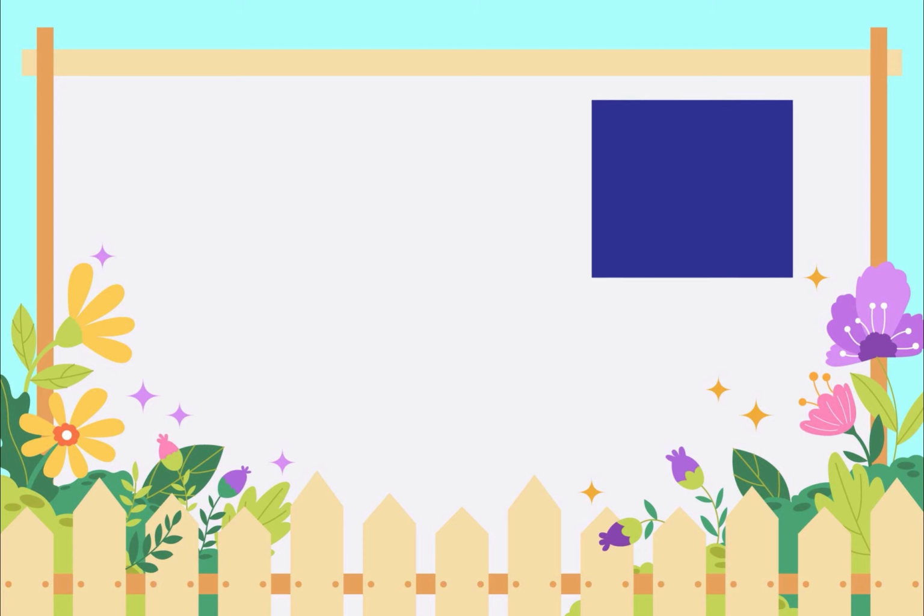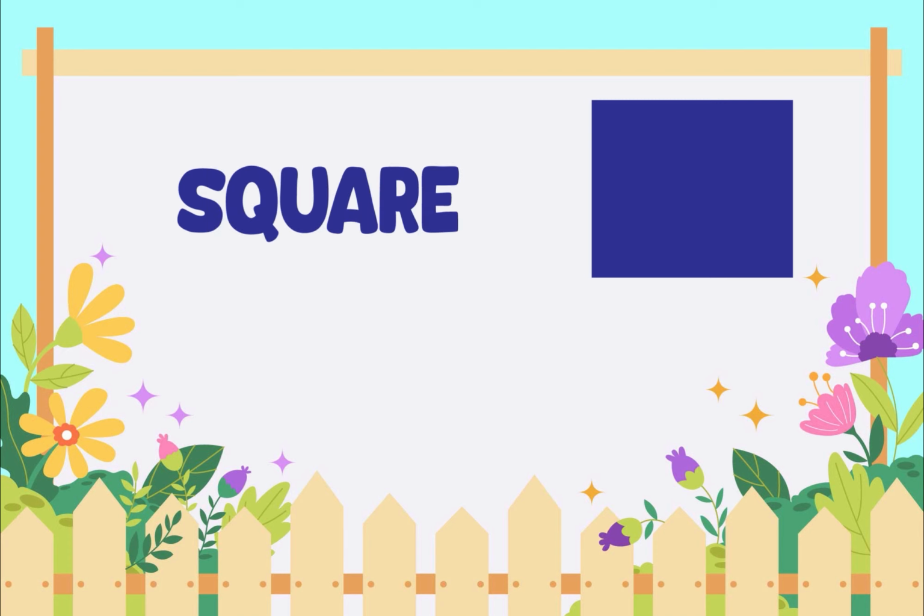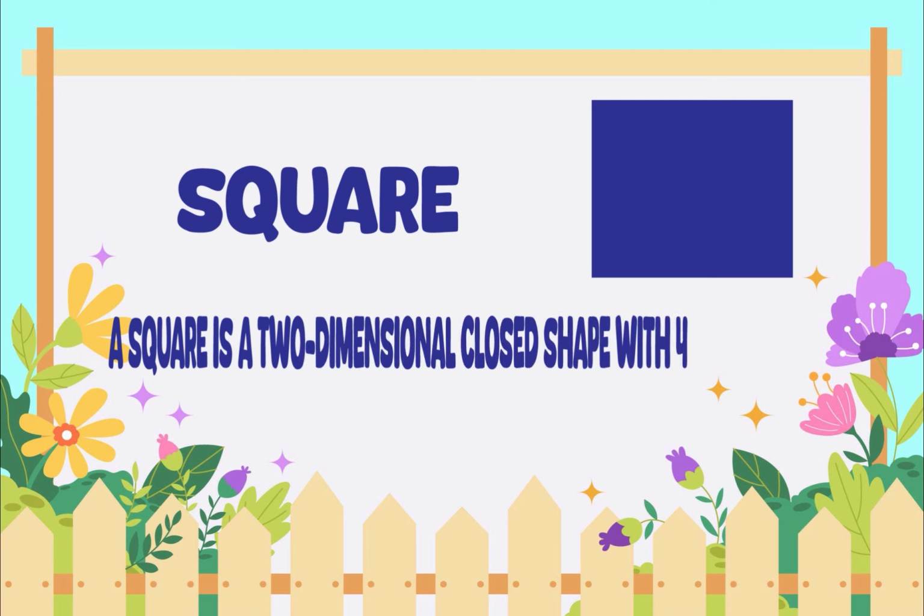What is this? It's a square. A square is a two-dimensional closed shape with four equal sides.